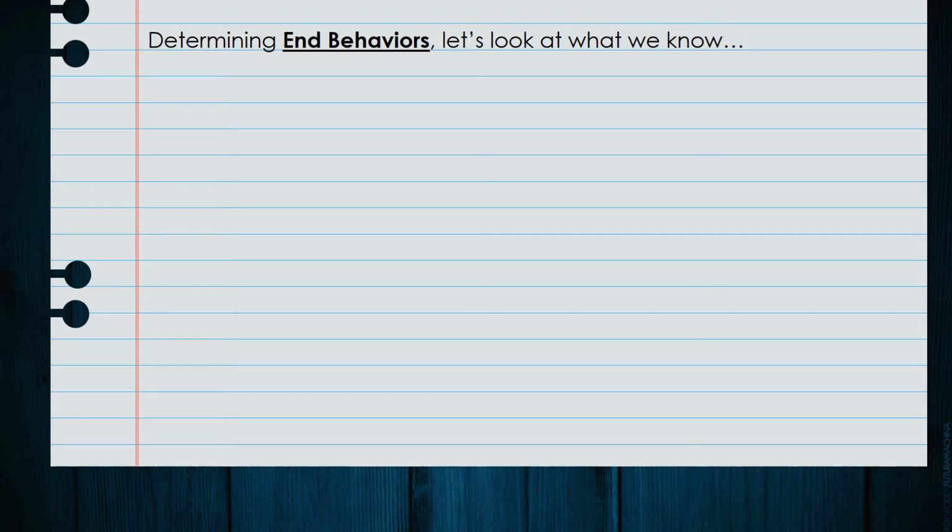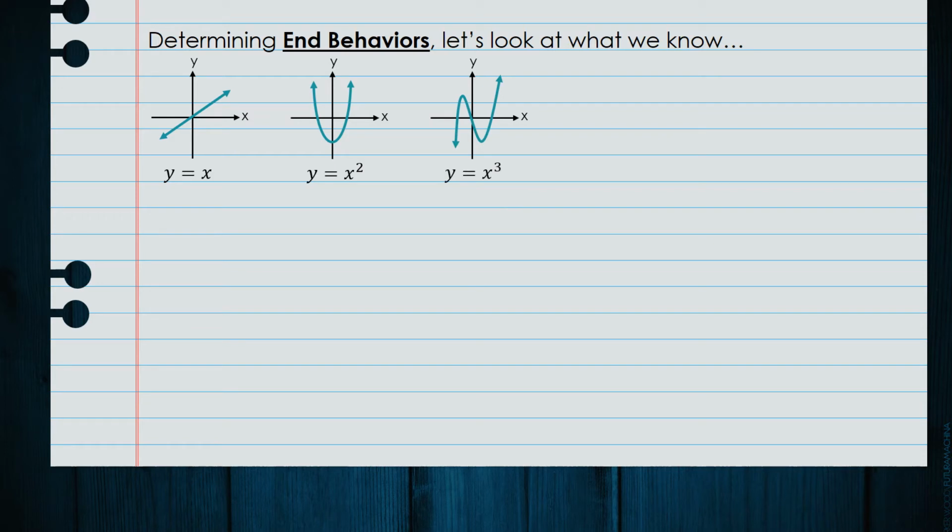Now let's look at determining end behaviors. To do that, let's look at what we do know. Here's a graph of y equals x, a graph of y equals x squared, a graph of y equals x cubed, another graph of y equals x to the 4th, and a graph of y equals x to the 5th. And what we're looking at is the end behaviors.